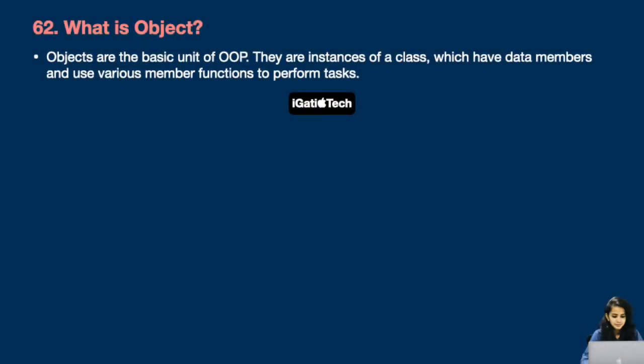Next question, what is object? Objects are the basic unit of object-oriented programming. They are instances of a class which have data members and use various member functions to perform tasks.